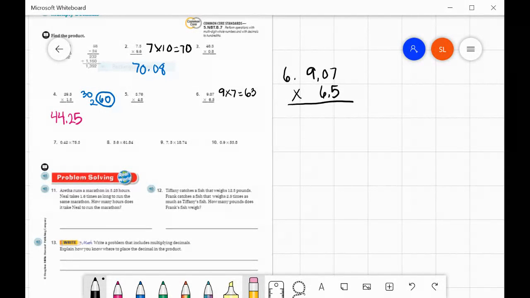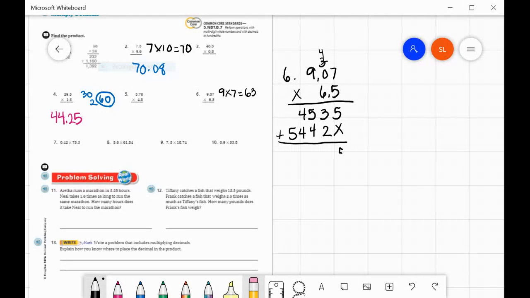5 times 7 is 35. Carry the 3. 5 times 0 is 0 plus 3 is 3. 5 times 9 is 45. Come down. Put our placeholder. 6 times 7 is 42. Carry the 4. 6 times 0 is 0 plus 4 is 4. 9 times 6 is 54. And then we're going to add.